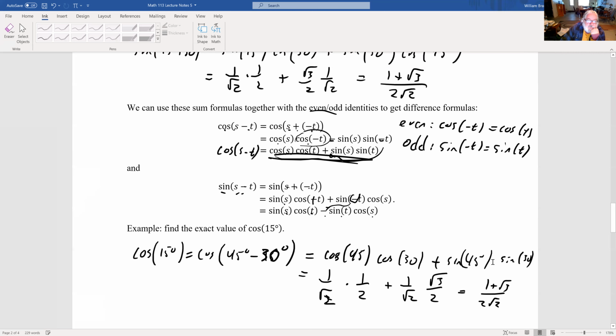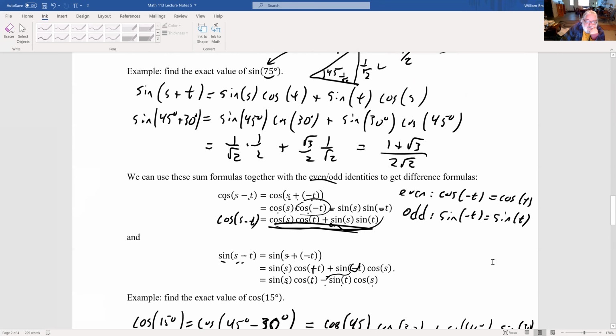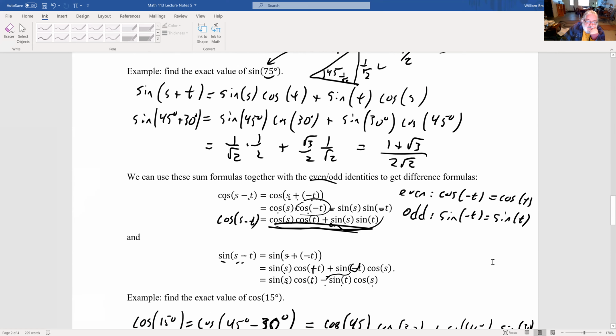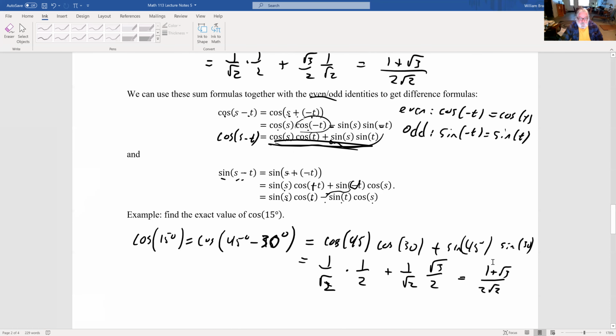So the cosine of 15 degrees and the sine of 75 degrees turn out to be the same, which isn't that surprising because 75 plus 15 is equal to 90. They're complementary angles, so the sine of one should be the cosine of the other. Okay.